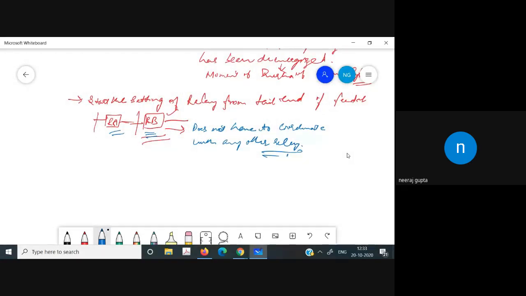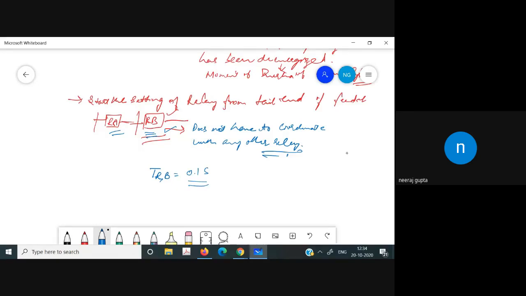Now let us assume that the operating time of RB is 0.1 second. That is T RB equals 0.1 second. It means that it has the least time. Then let us suppose that this RB has to wait for 0.1 second to operate.